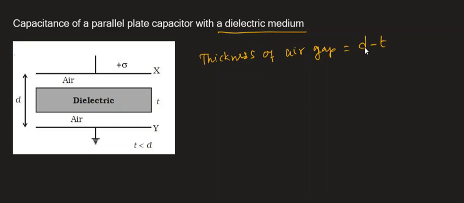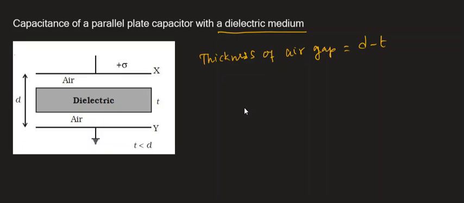Now consider this parallel plate capacitor. We are charging it, and a positive charge is given, with surface charge density plus sigma. It has a certain area, capital A, and these parallel plates are separated by the distance d. Inside we have kept a dielectric slab of thickness t. This is the condition, and plate Y is earthed. Because of that, there is a capacitance, so now we are going to study that.